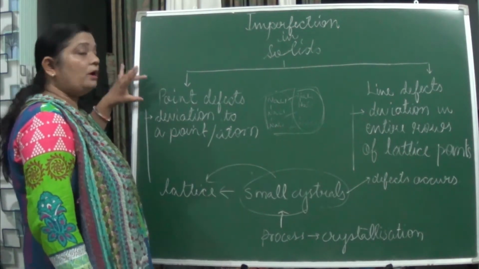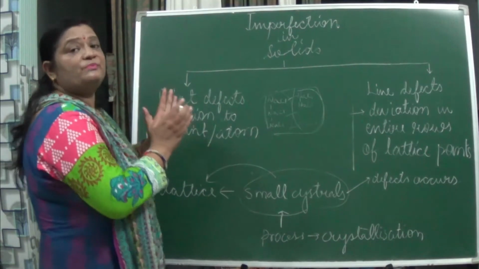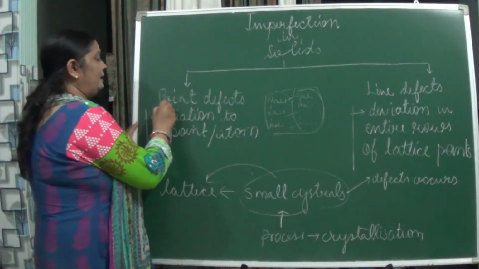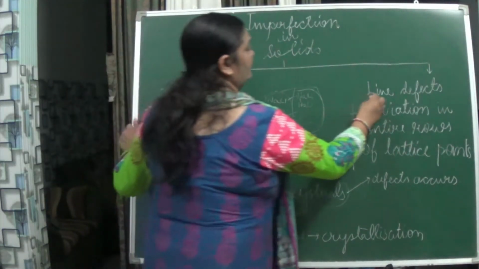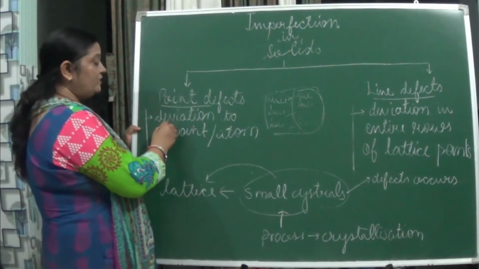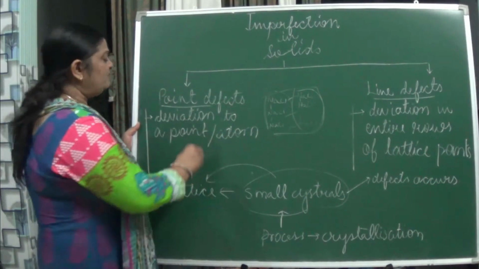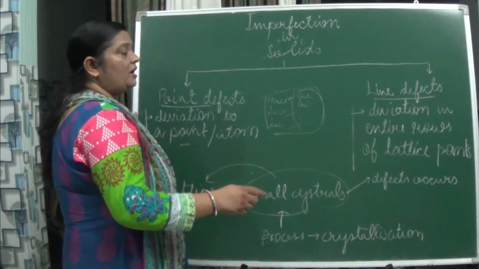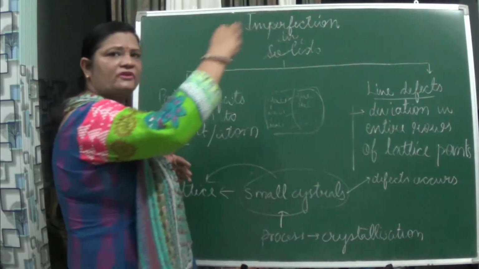When we are talking about imperfection in solids, the defects are basically divided into two: point defects and line defects. A point defect is the deviation at a point, or an atom. It means it is very small, isn't it? A line defect is the deviation in an entire row of lattice points.